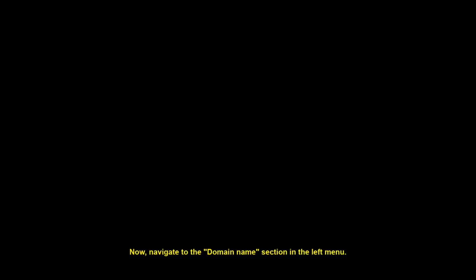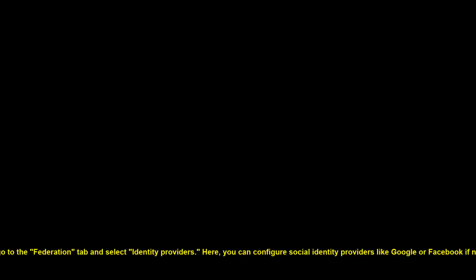Now, navigate to the Domain Name section in the left menu. Choose a unique domain prefix for your application. Click Save Changes to create your domain. This domain will be used for the authentication process. Next, go to the Federation tab and select Identity Providers. Here, you can configure social identity providers like Google.